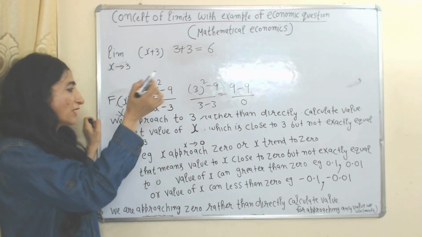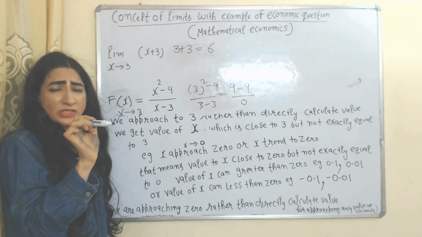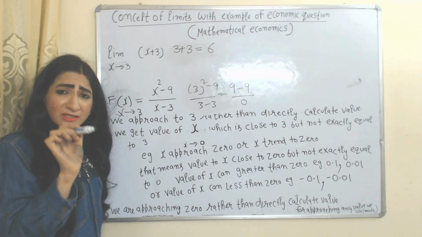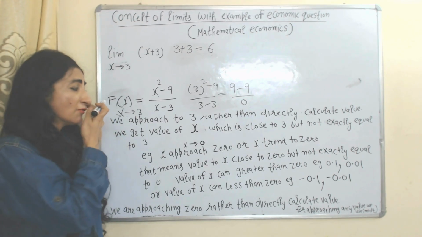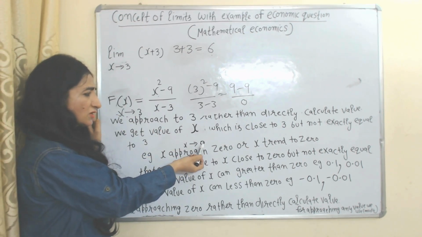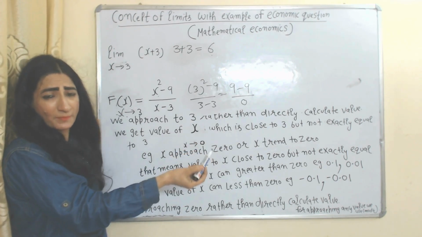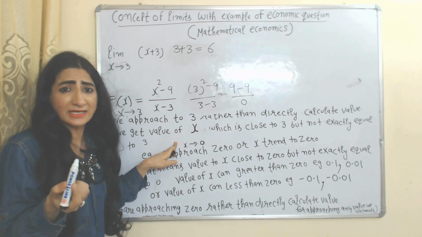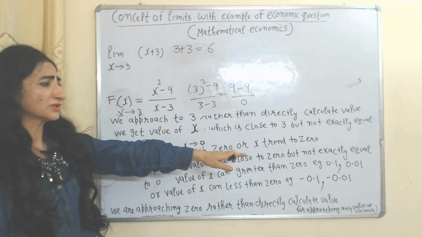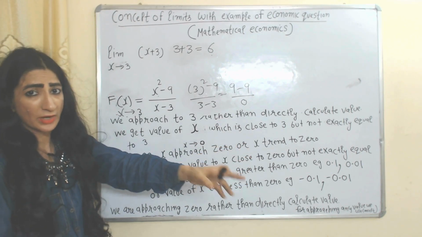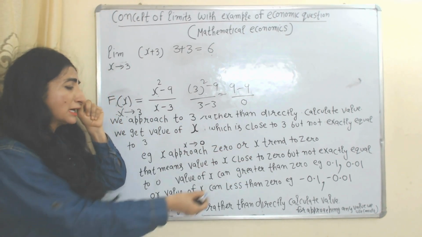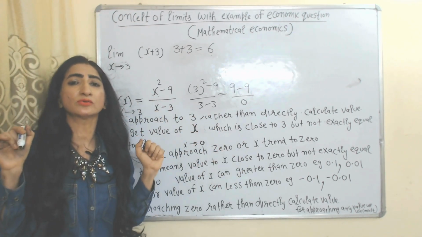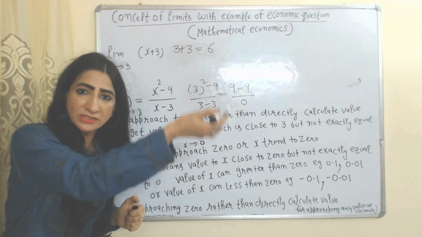Approaching 3 means the value of x will be close to 3. It can be greater than 3 or less than 3 but not exactly equal to 3. For example, x approaches 0, or you can say x tends to 0. That means the value of x is close to 0 but not exactly equal to 0. It can be greater than 0 like 0.1 or 0.01, or it can be less than 0 like minus 0.1 or minus 0.01, but it will not be exactly equal to 0 because now we are approaching 0.